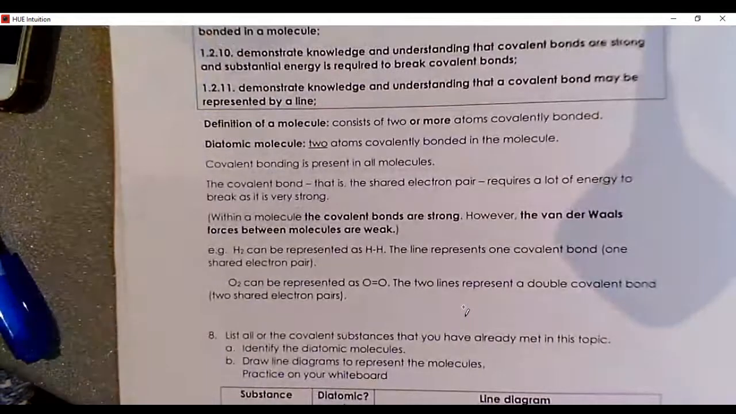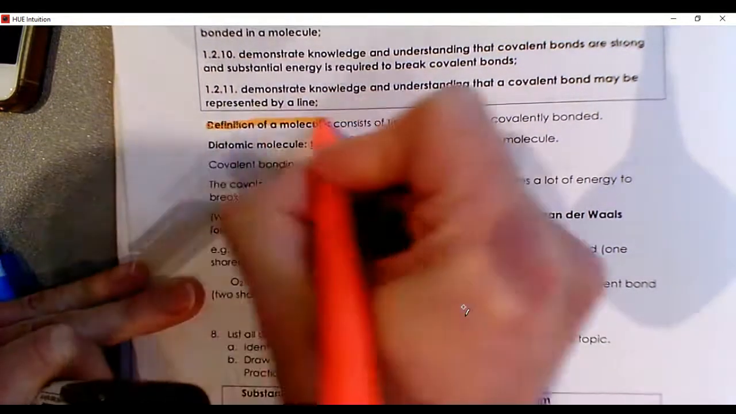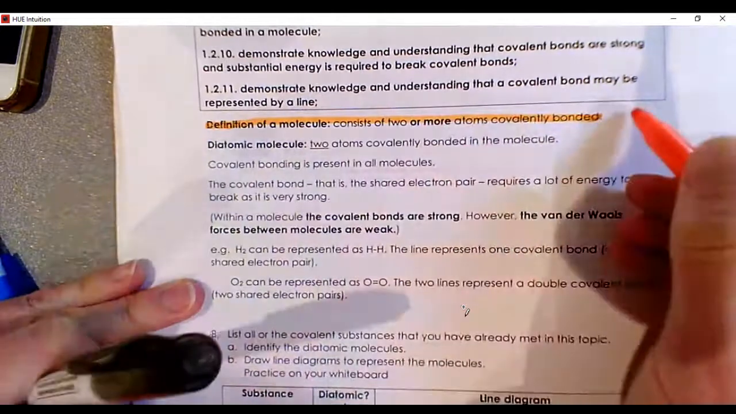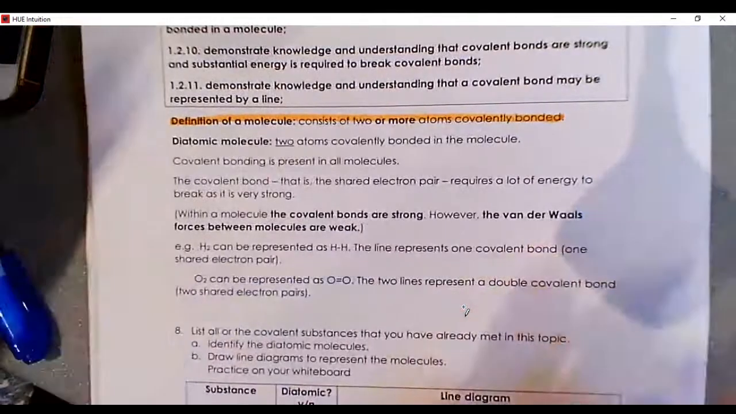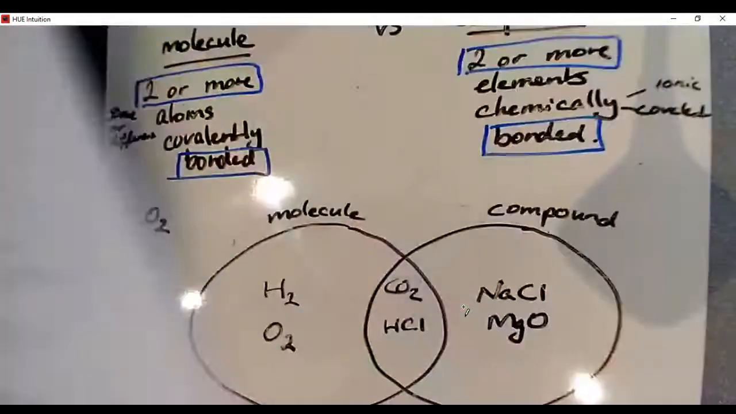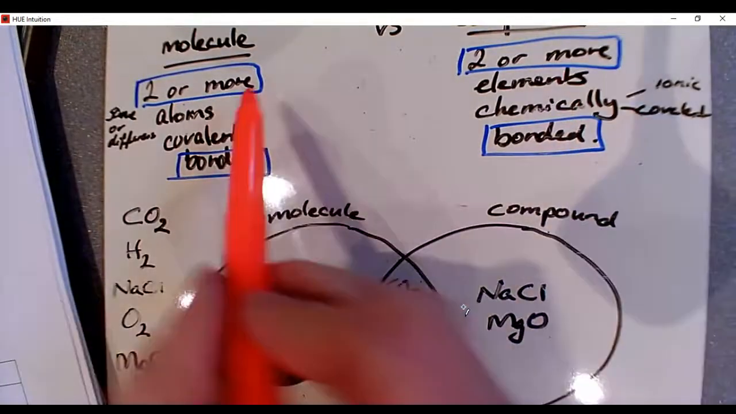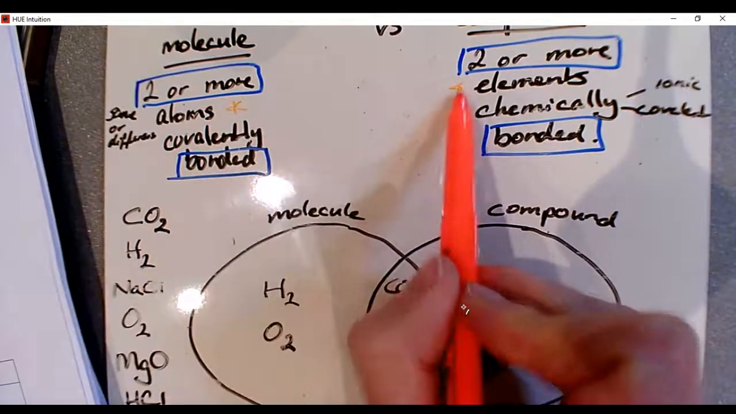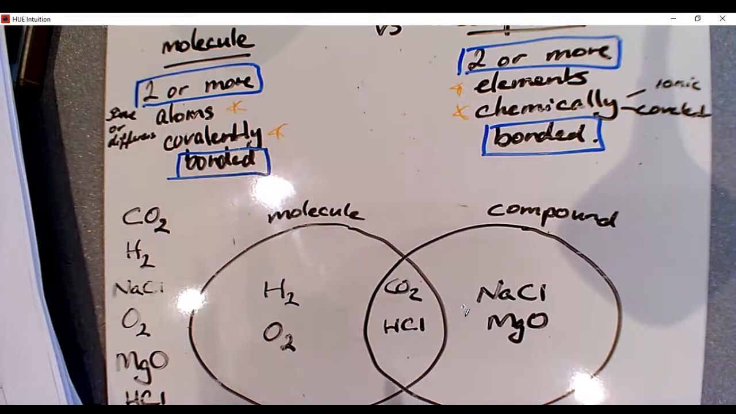So you need the definition of a molecule. Just get my highlighter. Learn that. And just make sure, maybe put beside it the definition of a compound so you don't get the 2 of them confused. Just to remind you of the definition of a compound, 2 or more elements chemically bonded. So just make sure you identify, even though they sound so similar, they're so different.